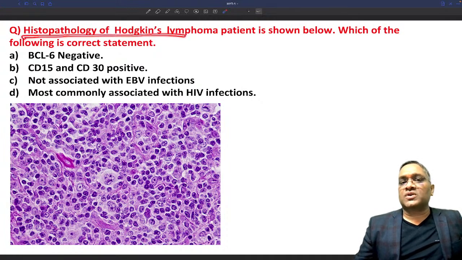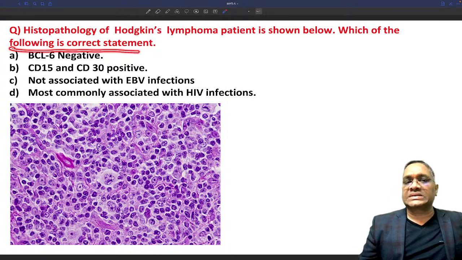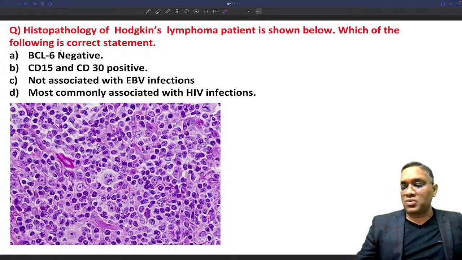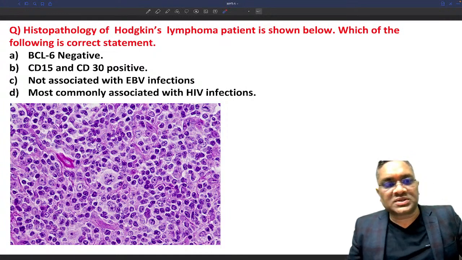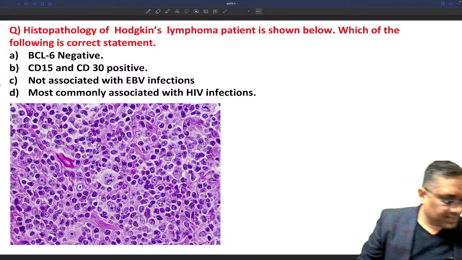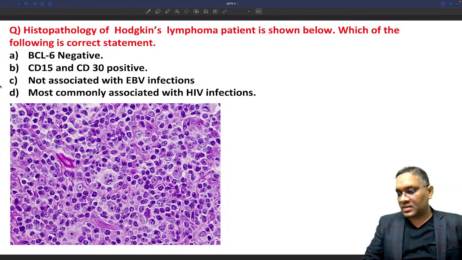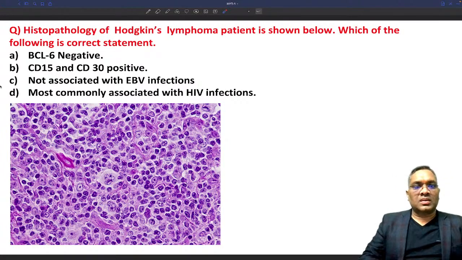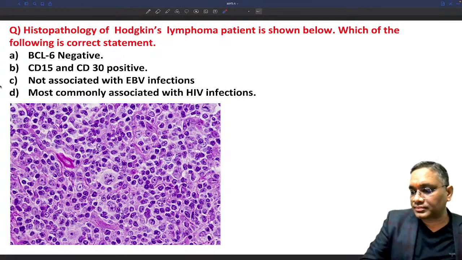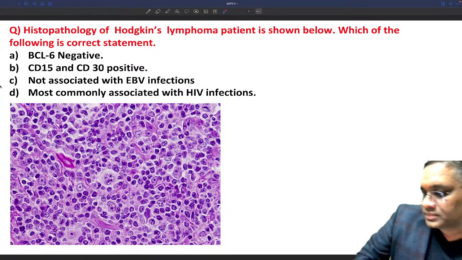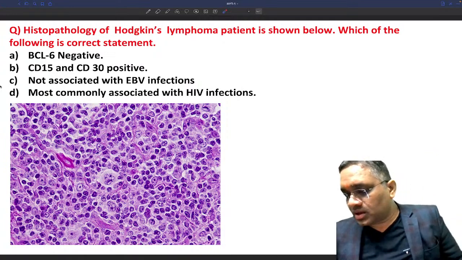So the histopathology of a Hodgkin's lymphoma patient is shown below. Which of the following is the correct statement? Now you tell me, which is the correct statement? I want to see who is giving me the first correct answer. Okay, everyone is telling B.